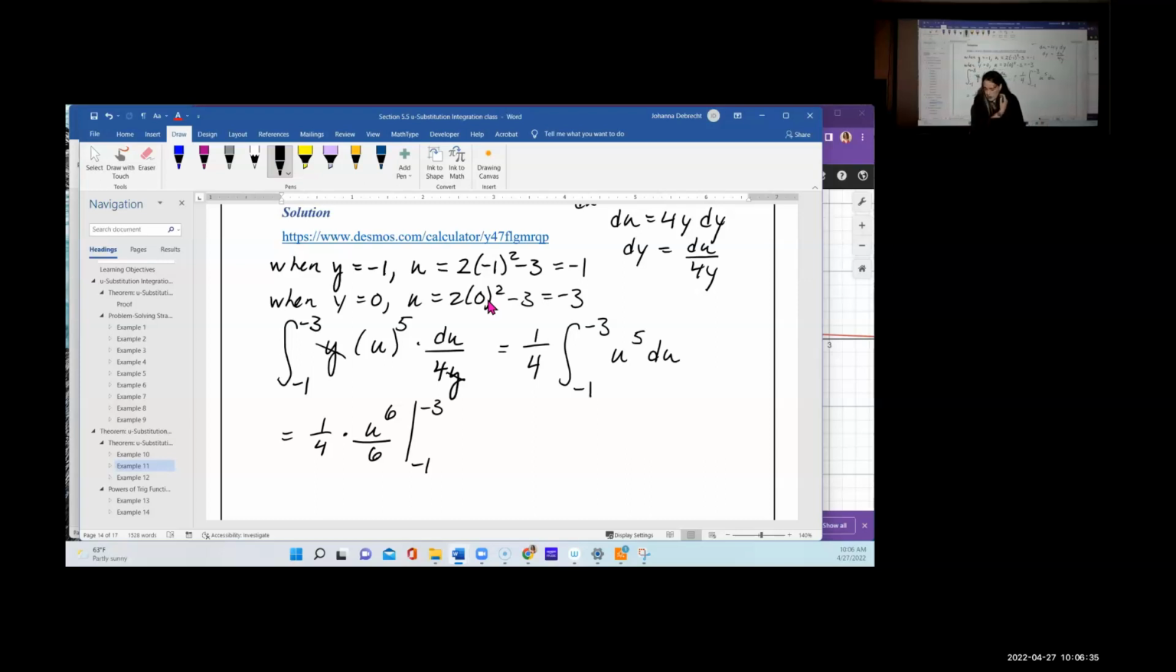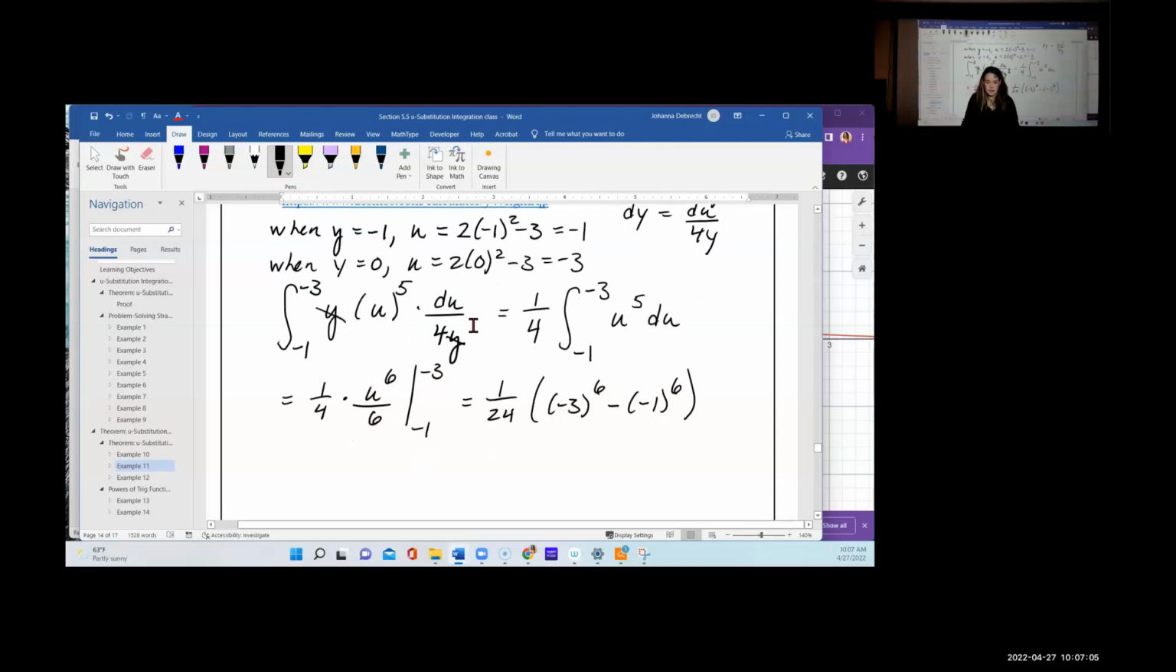So now the 1/4 and the 1/6 give us 1/24. And I can simply plug in and do -3 to the 6th power minus -1 to the 6th power. I like to keep my constants out. That creates less arithmetic in the end for me to do, less chance for error. So -3 to the 6th, I do not know that. I know up to the 5th, but not more than that. To the 6th, 729. I should have known that. Okay.